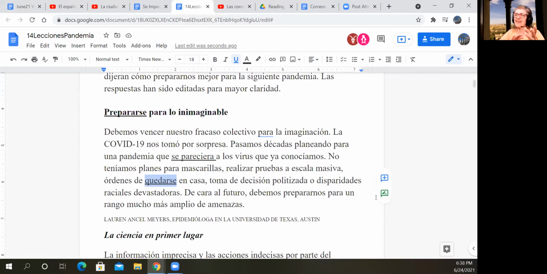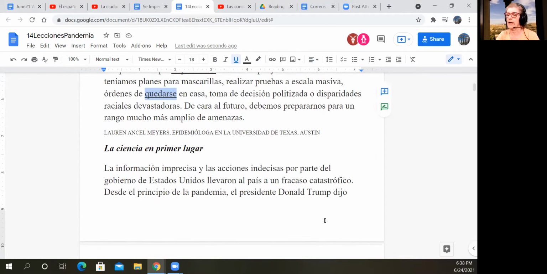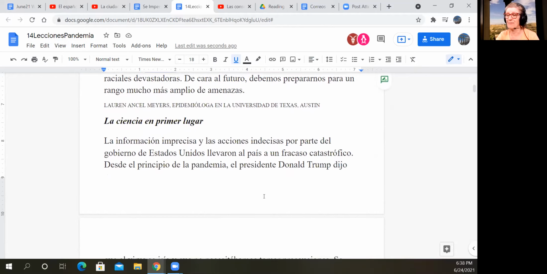But, you know, quedarse como reflexivo, it doesn't have that meaning of to do this to yourself. It's just stay, right? Like lavarse las manos or levantarse. But quedarse is just to stay at home. Okay, and in my haste to go through, I probably have missed some, so feel free to point those out.